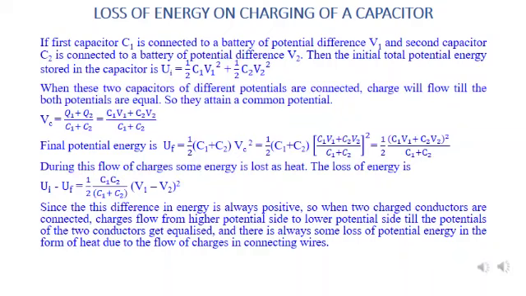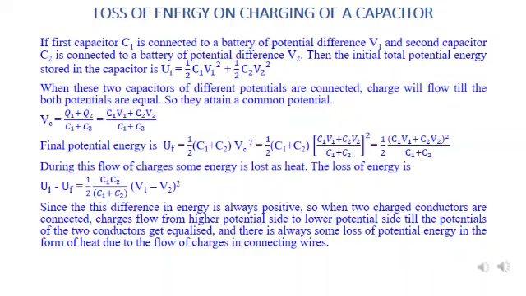So they attain a common potential, which is Vc equals total charge by total capacitance. That is Q1 plus Q2 divided by C1 plus C2. But we know Q equals C into V. That's why the expression becomes C1 V1 plus C2 V2 divided by C1 plus C2.